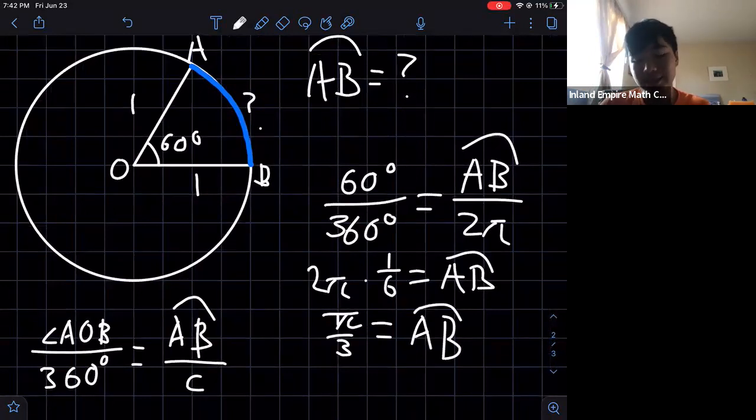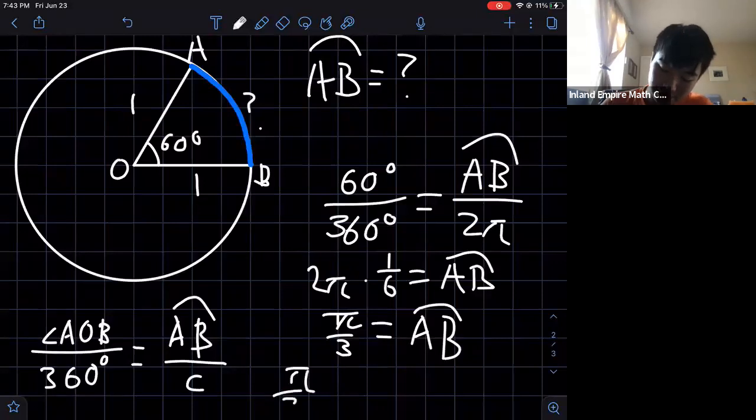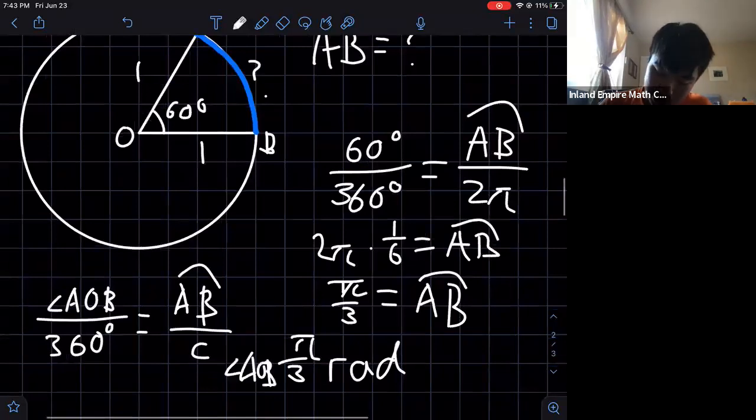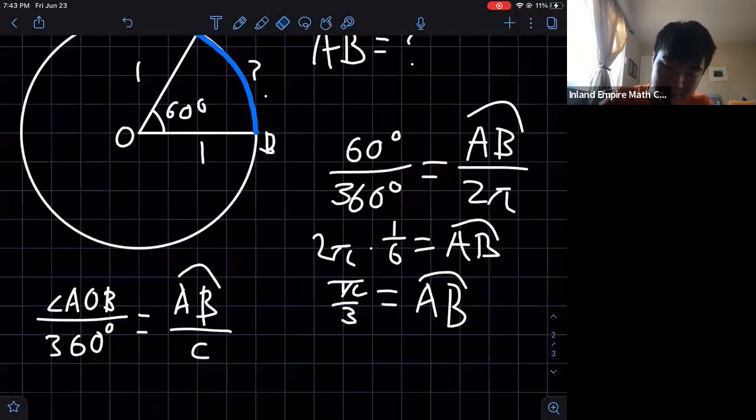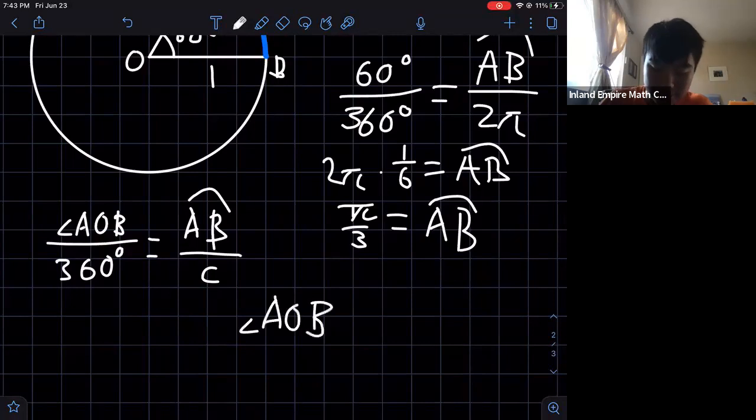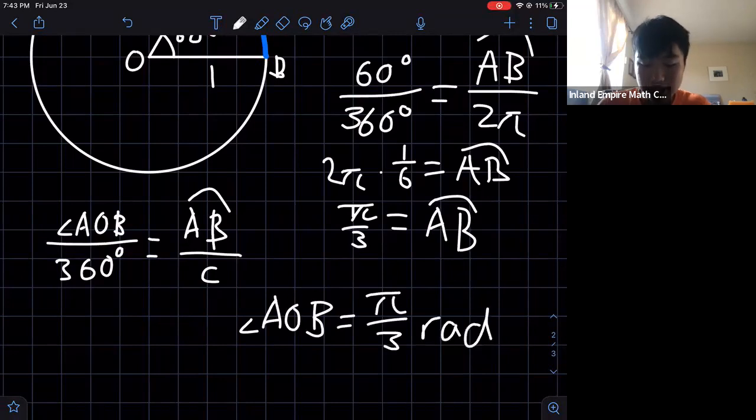And based on this fact, pi over 3 equals the arc length of AB, we can actually define this angle as pi over 3 radians. So AOB is going to be pi over 3 radians. We represent radians with RAD, rad, because it is kind of rad. It's pretty cool, and a lot more useful than degrees, because this will make solving for the arc length super easy.